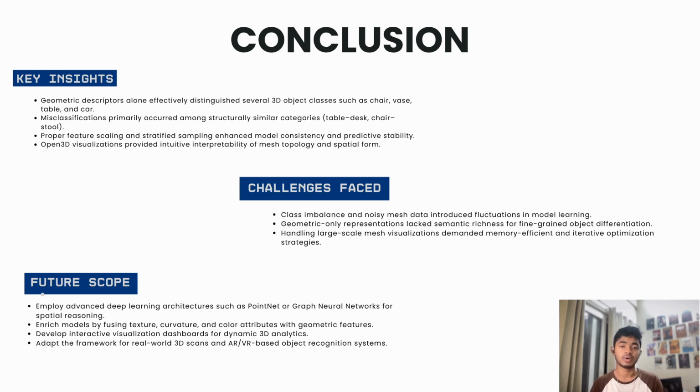For the future scope, I aim to integrate deep learning architectures like PointNet or graph neural networks, which can capture spatial hierarchies within 3D shapes. I also plan to combine geometric and visual features such as curvature, color, and texture to build a richer multimodal representation. Finally, I envision expanding this framework toward AR, VR applications and robotic perception, where real-time 3D object recognition can play a transformative role.